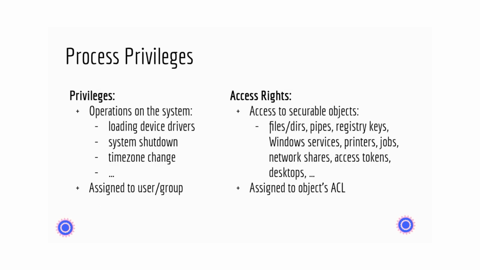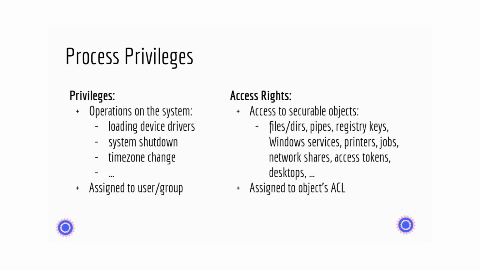Now, let's talk about privileges. Privileges determine the type of system operations that a user can perform. These are things like shutting down the system, loading device drivers, or changing the system time. Privileges are something different from access rights. There are two main differences. Privileges control access to system-related tasks, whereas access rights control access to securable objects.